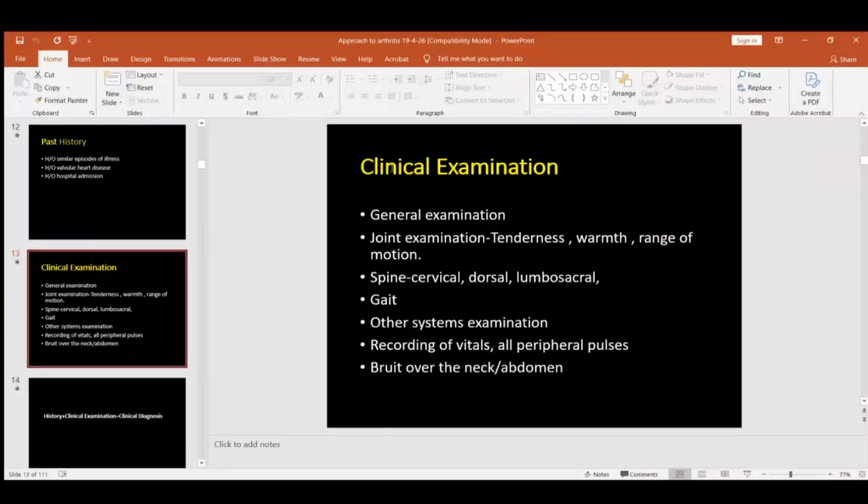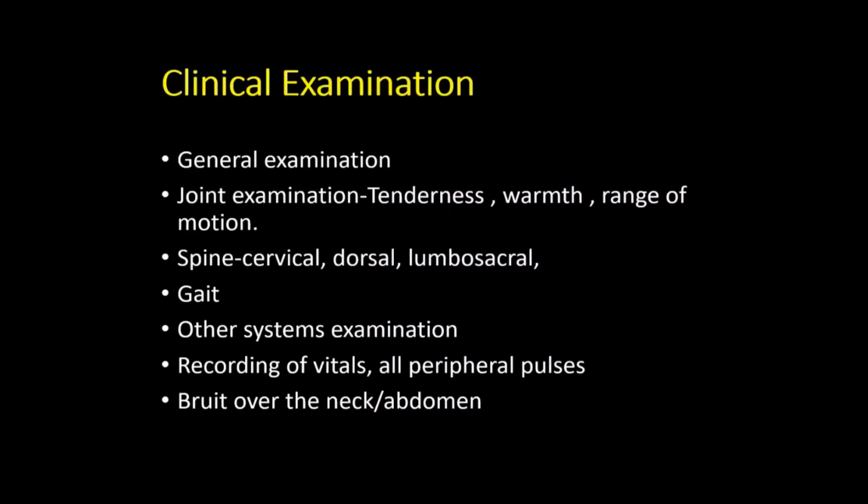So we finished general examination, joint examination, examination of the spine, examination of the gait. Something like 2 weeks ago, I had a patient who came with a painful limp on the right hip side, and he had undergone an MRI of the lumbosacral spine, which showed some intervertebral disc lesions, and he was diagnosed to have lumbosacral disc disease.